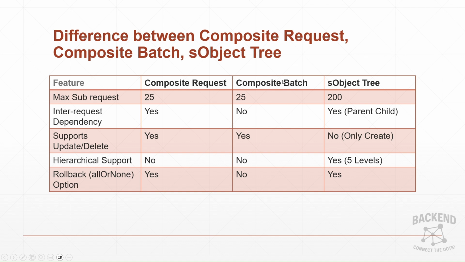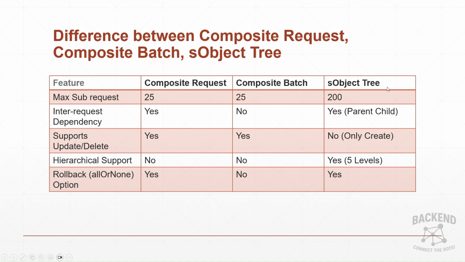Coming to batch, it is similar to the request. It also supports 25 sub-requests, but the main difference is that the sub-requests are not dependent on each other. Each request is independent. Whether another sub-request failed or passed, this one will be executed. So no rollback option is available on the batch connector.